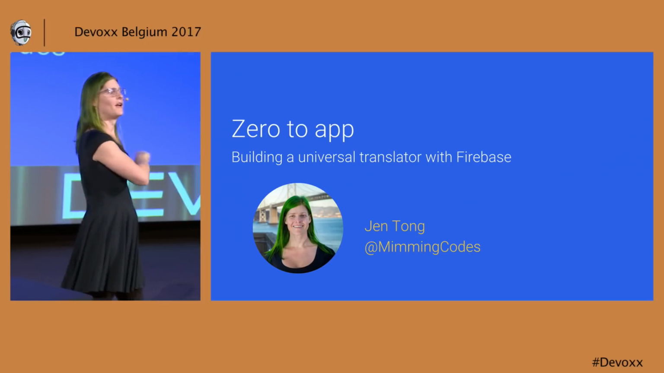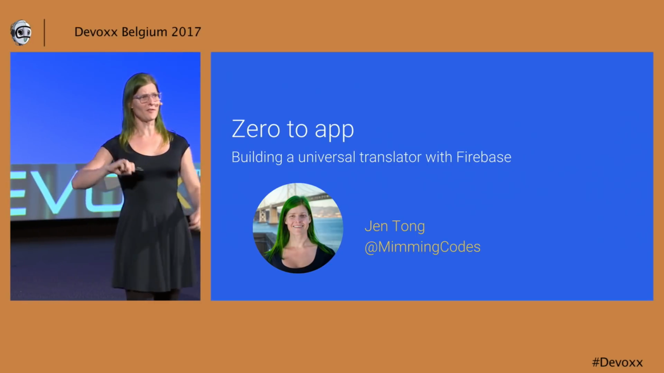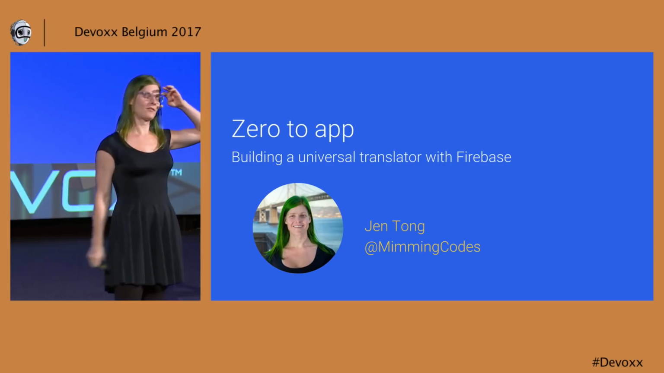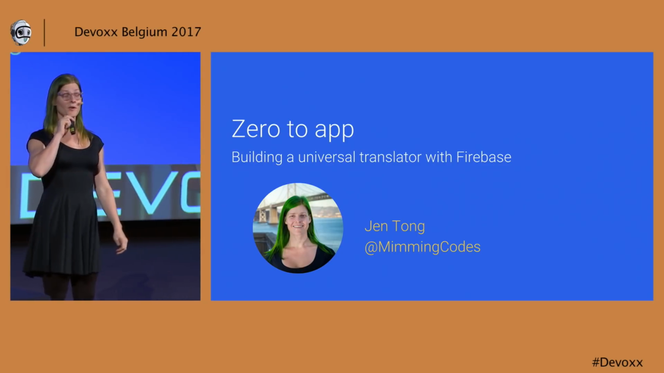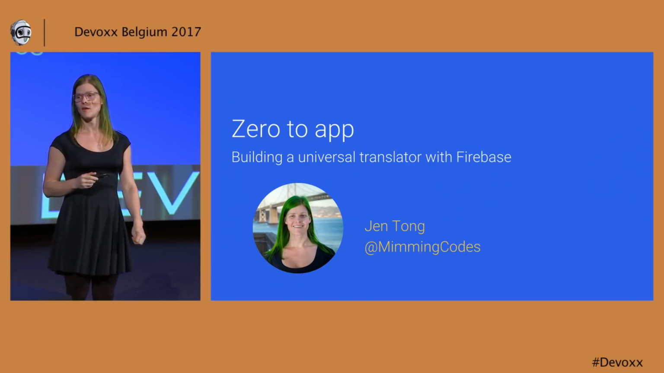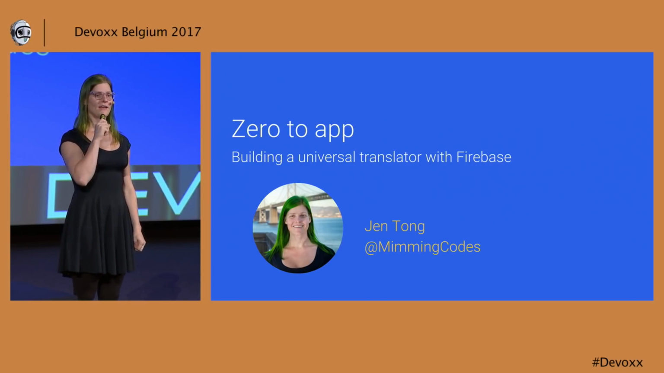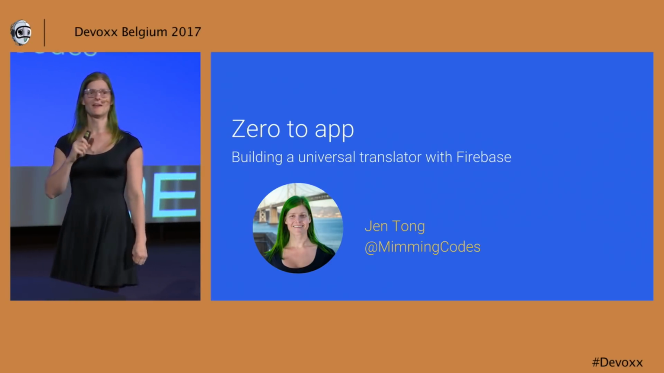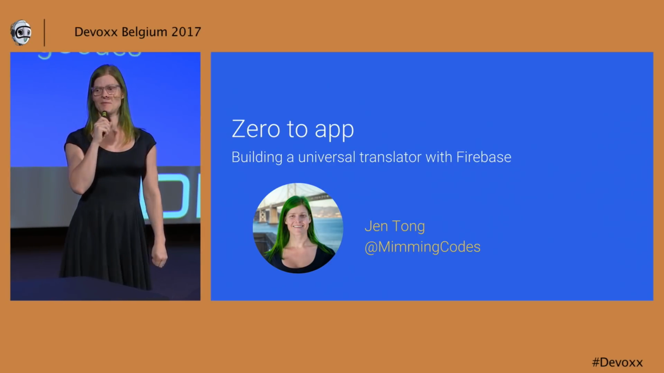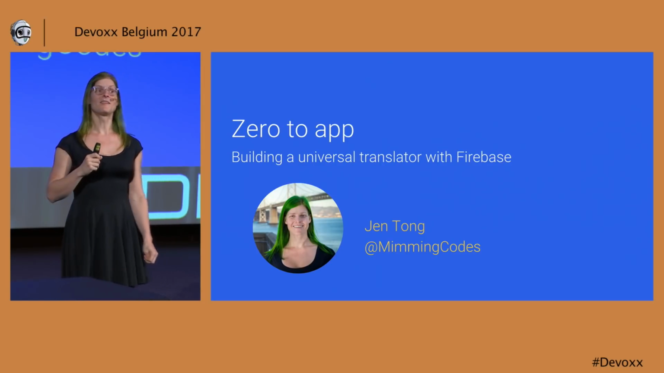Today, we're going to do a talk that's a part of a series called the Zero to App Talks. In this talk, we're going to build an application. We're going to build a universal translator with Firebase. This is a talk I love to do on the road because I'm a monolingual person. I only speak American English, which can be challenging at times. But this can make it easier.